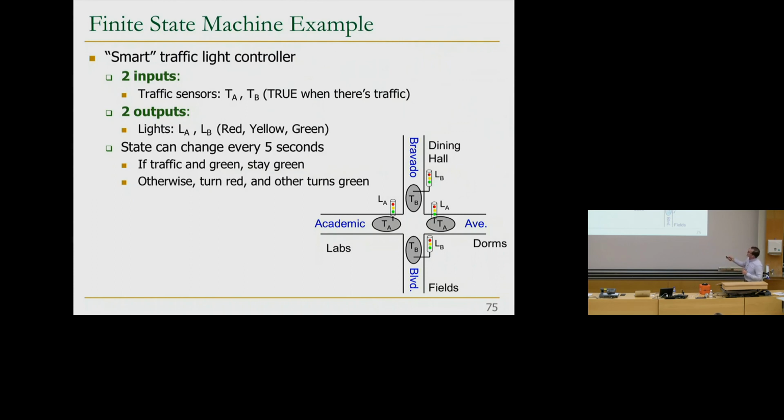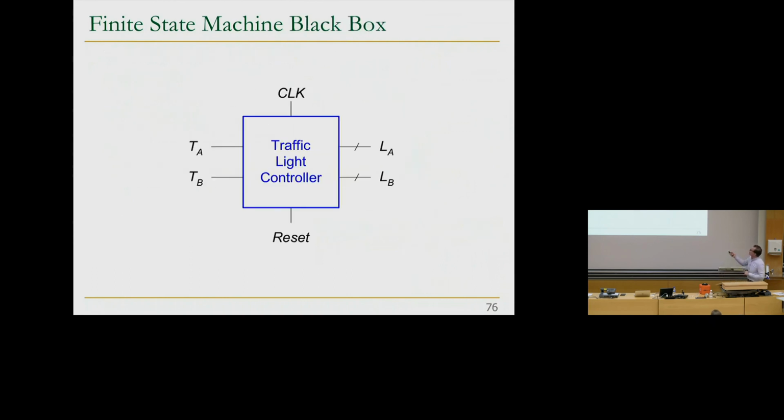State can change every 5 seconds. We're going to assume that. If you're green over here, and if there's traffic, you're going to stay green. That sounds terrible, right? You don't want that, but that's the traffic controller that you have in your book. So blame your book. Otherwise, you turn red. Basically, if you're green and you don't have traffic, you turn red, and the other one turns green. Okay, we're going to look at this. So basically, this is a traffic light controller, with inputs TA, TB, and 2 outputs, in the sense that each of them has these 3 states over here.